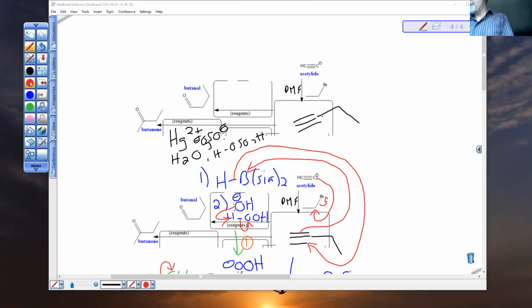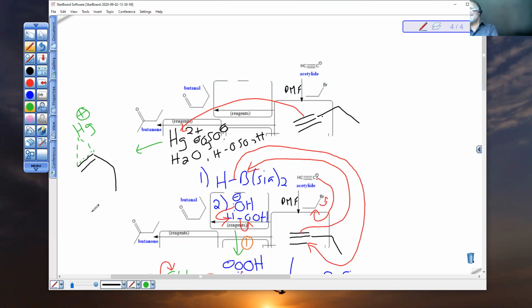First step, we attack the mercury 2 plus ion with our alkyne, and we make it into a cyclic mercurinium ion. This one has triangles all the way around. Yep. This triangle is 3 partial bonds. That is, it has a total of 2 electrons.